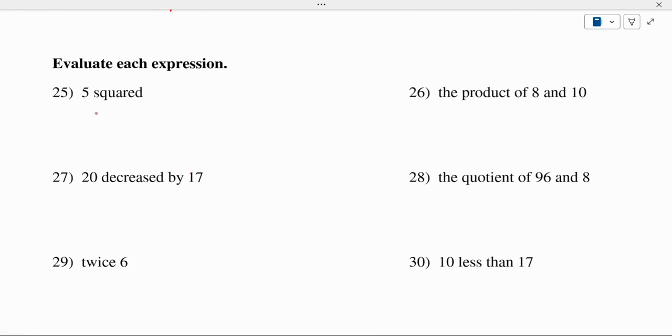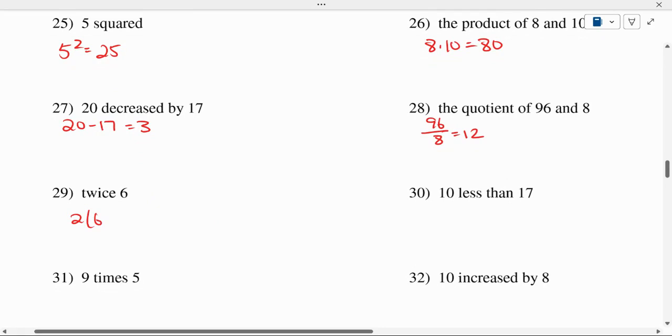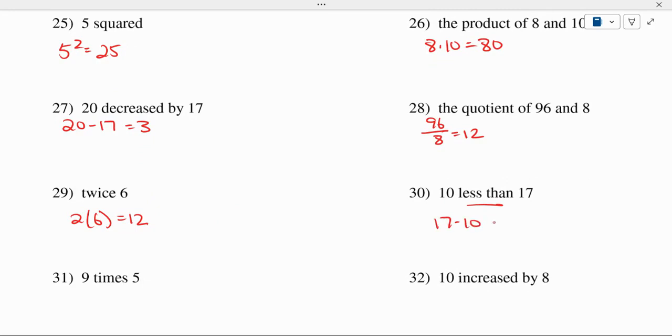And now we have to actually solve these expressions, so we need to evaluate these expressions. 5 squared is basically 5 times 5, which is 25. The product of 8 and 10 is 8 times 10, 80. 20 decreased by 17 is 3. Quotient of 96 and 8 is 12. Twice 6 is also 12. 10 less than 17, the order should be flipped, so it should be 7.